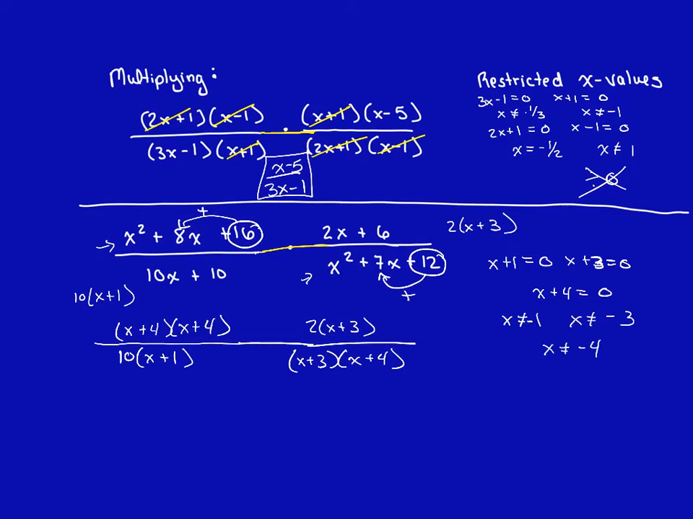So there's our restricted values, or our critical values, and now let's look for common factors that we can divide out. We have x plus 3 and x plus 3, x plus 4 and x plus 4, and then we have actually 10 over 2, which will reduce to 1 over 5. So if we simplify this, we have 1 times x plus 4, or just x plus 4, over 5 times x plus 1, and there is our answer.